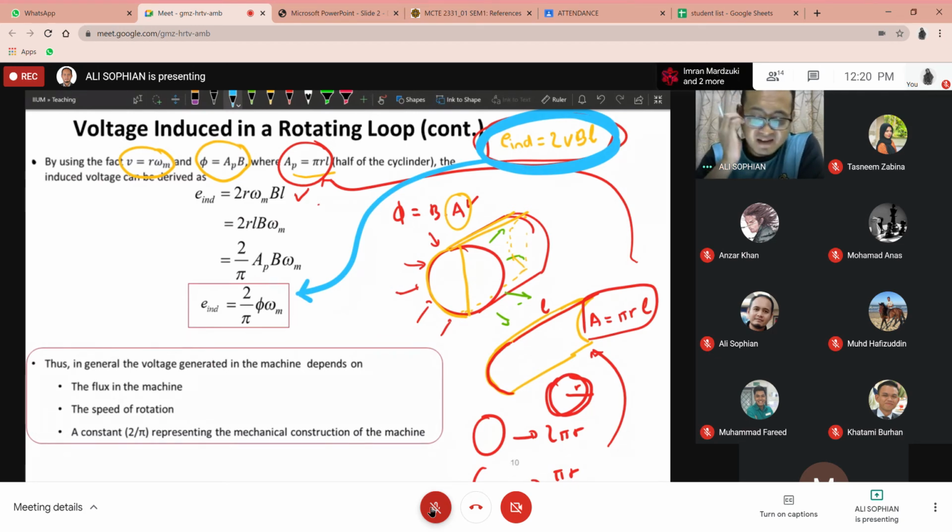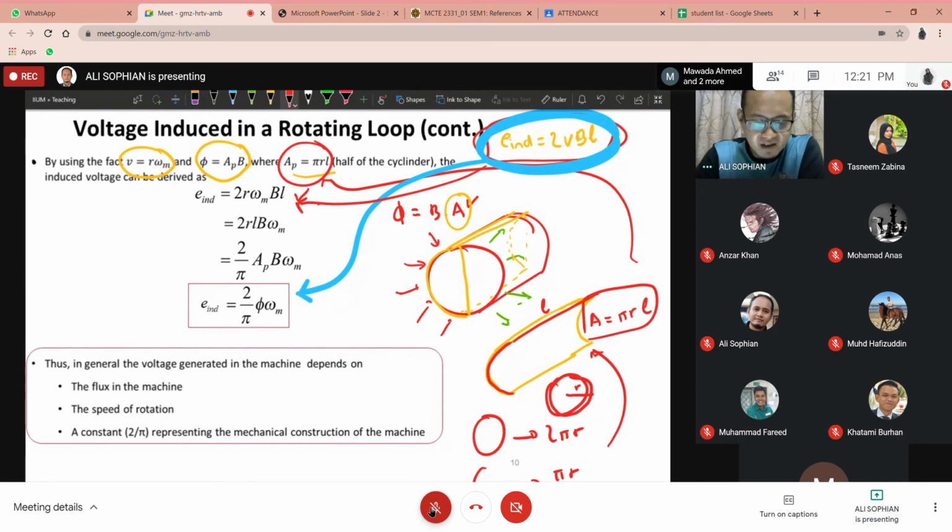Okay. How do you do it? Let's try it. The easiest way. 2R omega. Okay, so the first thing is you replace v with R omega. So 2vBL, you substitute v with R omega, and you will get 2R omega BL. Only replacing v with R omega.